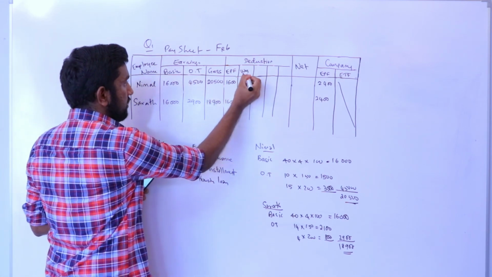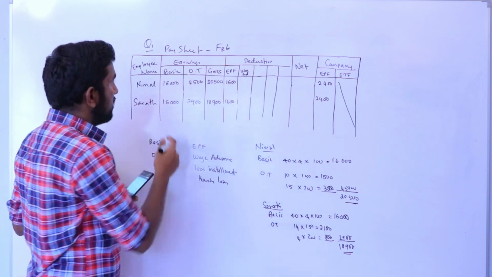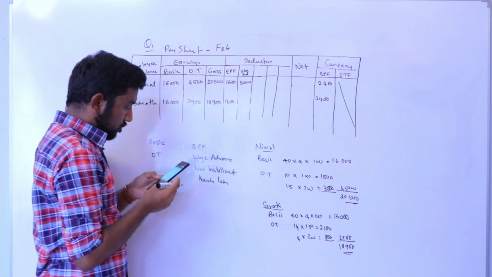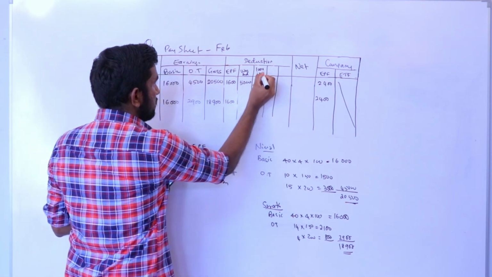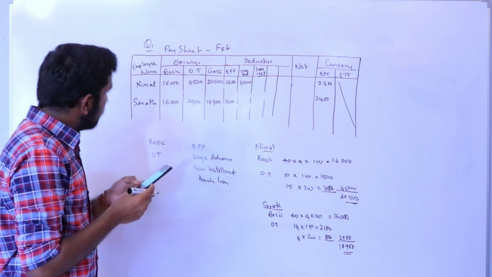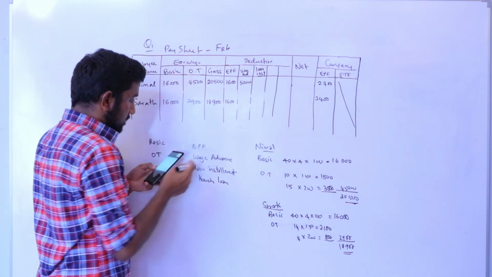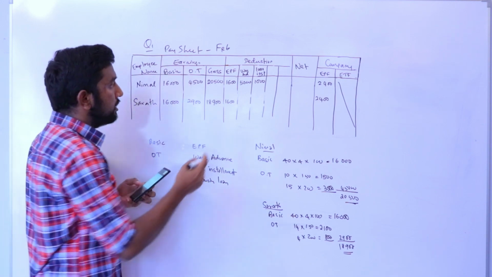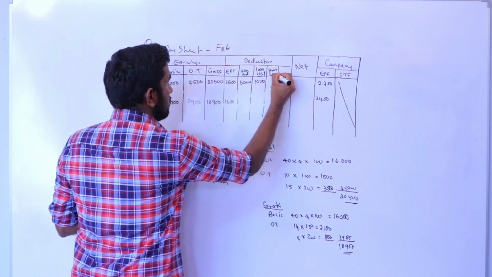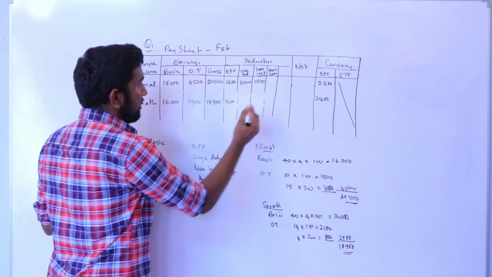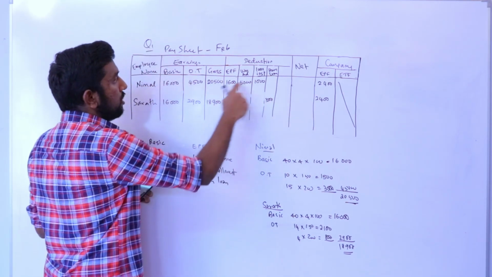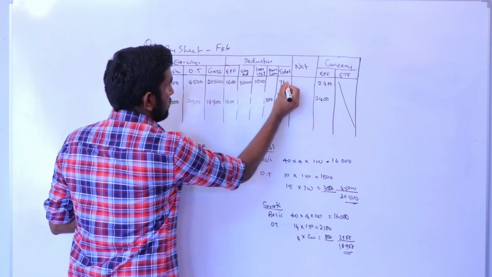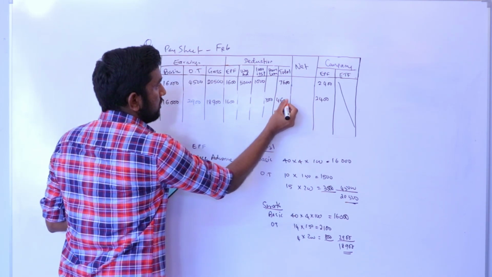Then the wages advance. They mentioned wages advance for Nimal, 5,000. Then loan installment for Nimal again, that is 1,000. Then they mentioned housing loan for Sarath, 3,000. So what is the total deduction? It is 6,000, 7,600, and here 4,600.